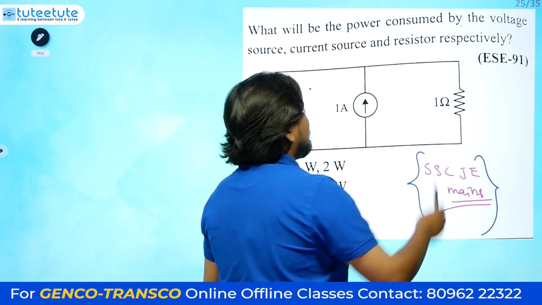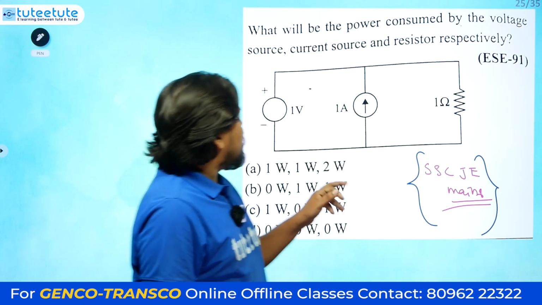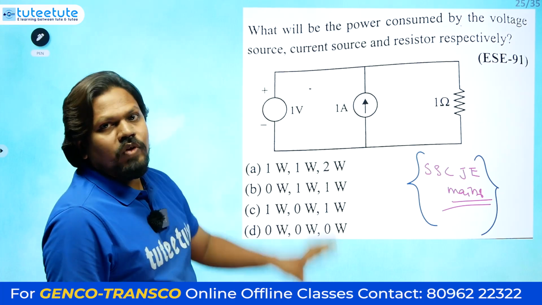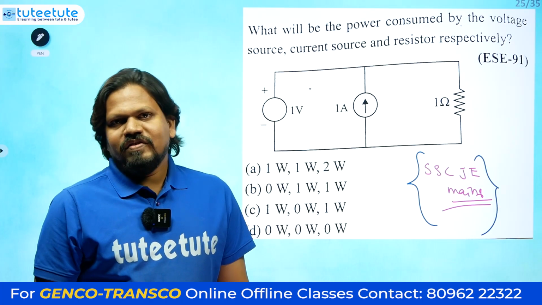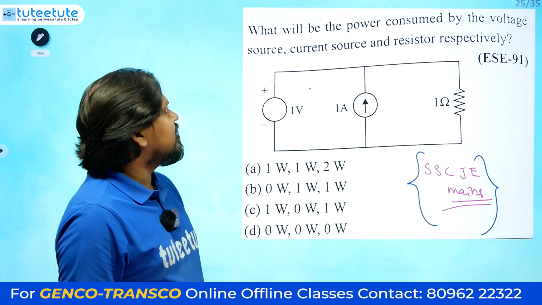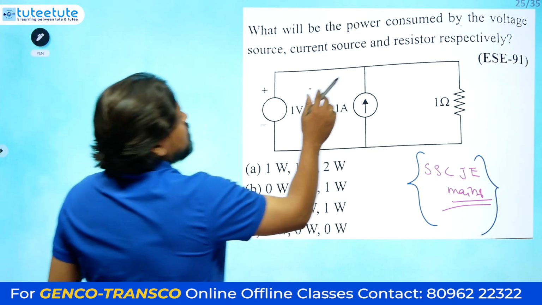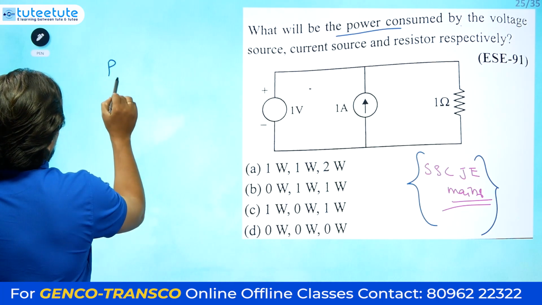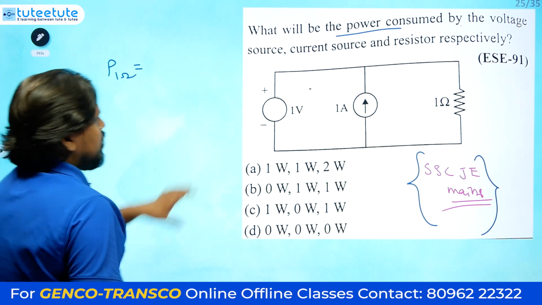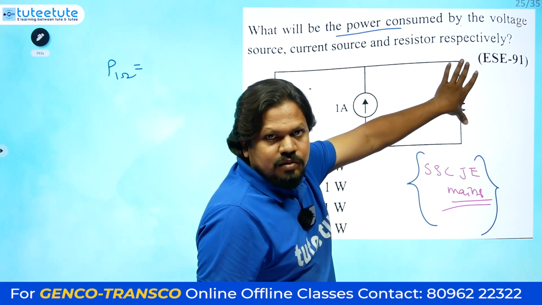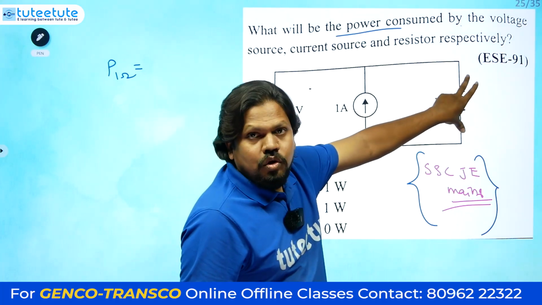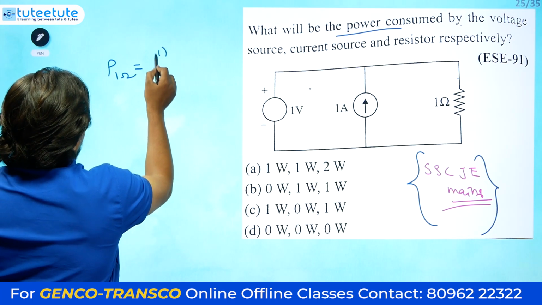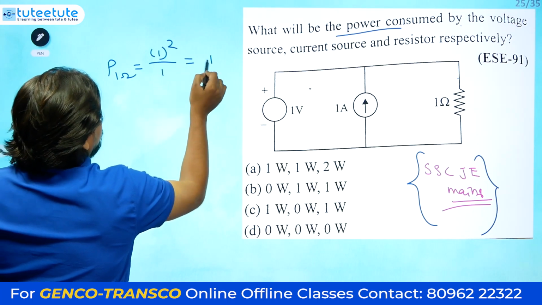We may know directly the voltage across this resistor and the voltage across this current source, but the current going in this 1 volt voltage source we don't know. That's why they are asking all three. Let's take the power consumption in the resistor first. The voltage across the 1 ohm resistor is 1 volt, so we use V square divided by resistance: 1 square divided by 1, which is 1.